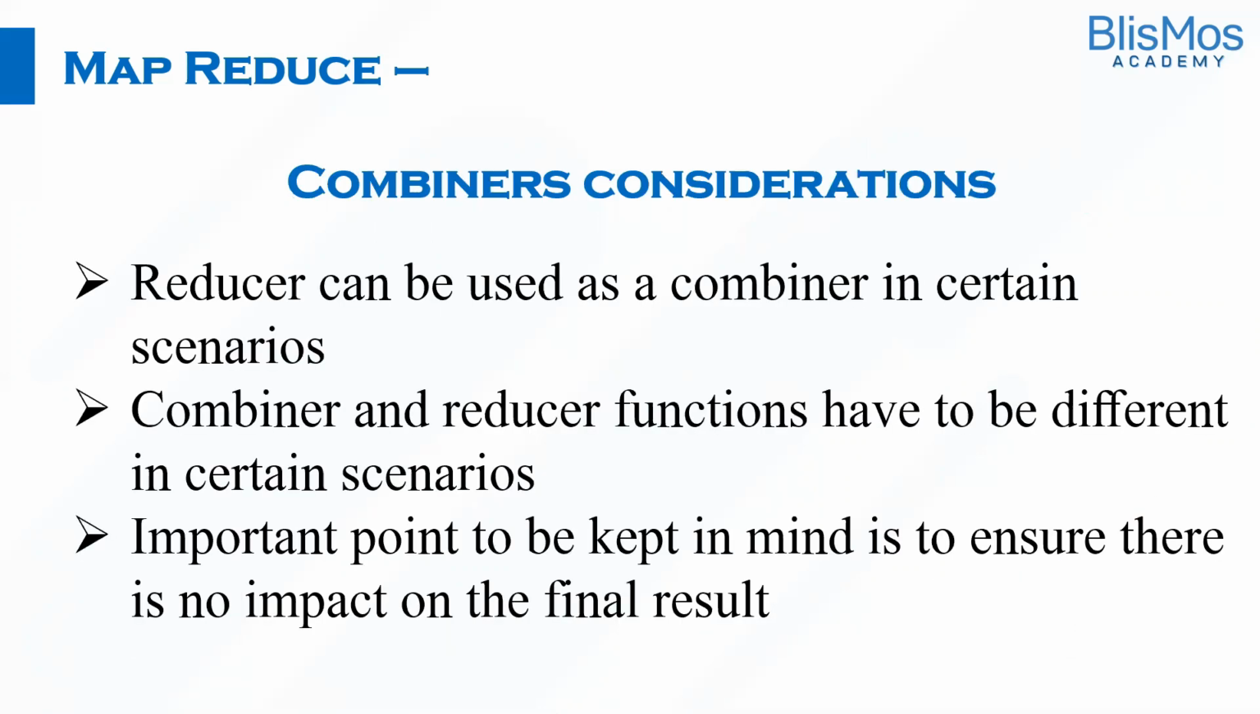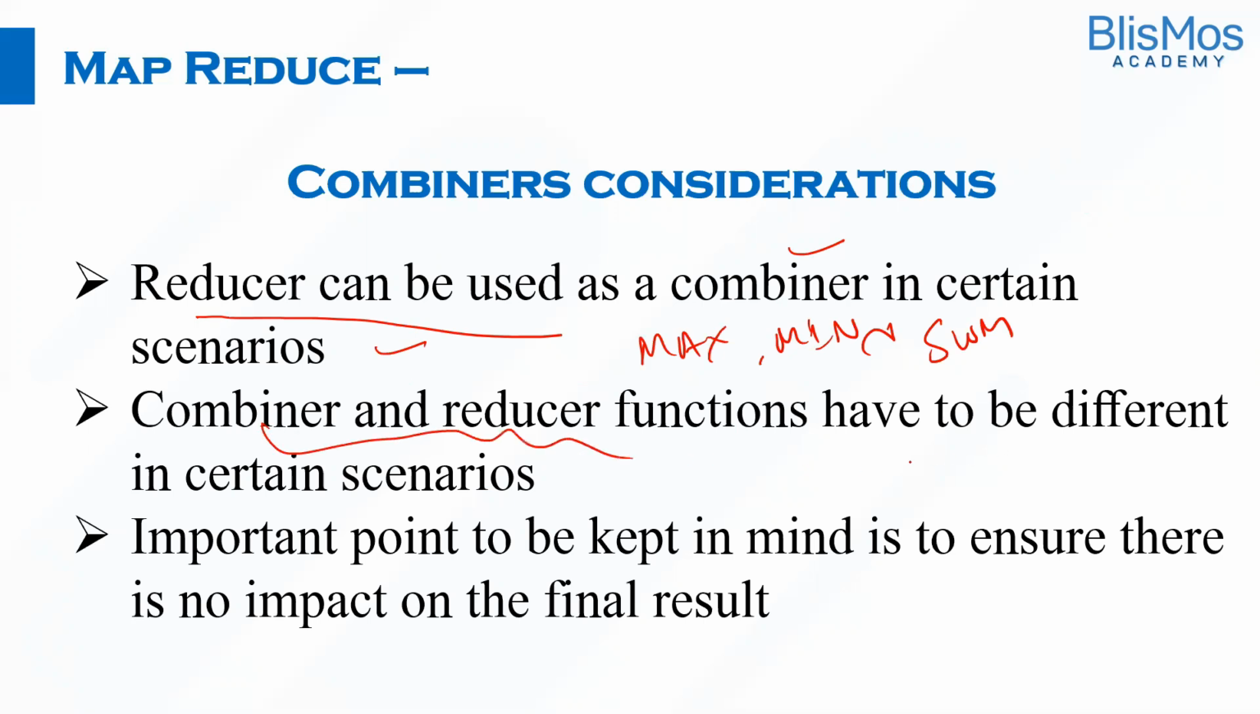Just to summarize, we can have a reducer as a combiner in certain scenarios like max, min, and sum. But combiner and reducer functions have to be different in certain scenarios like average. One very important point to be taken care of is that there should not be any impact on the final result. Awesome. We learned why we need to use combiners with caution.